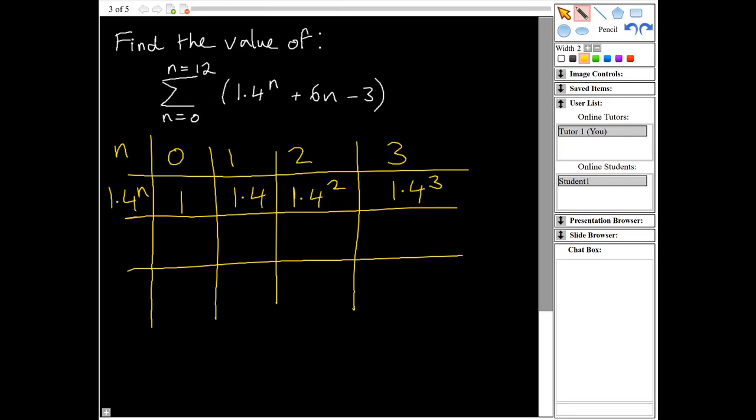By looking at that, we should be able to see that that is a geometric progression, starting off with the first term of 1, and then increasing by 1.4 each time. So in this one, we've got a geometric series where a is 1 and the common ratio is 1.4. If we look at the next part, 6n, when n is 0, 6 times 0 would just be 0. When n is 1, 6 times 1 would be 6. When n is 2, 12. And when n is 3, 18. So in that second part, the 6n, we've got an arithmetic series with the first term of 0 and the common difference of 6. And in the other part, the minus 3, that is just going to be minus 3 every single time.